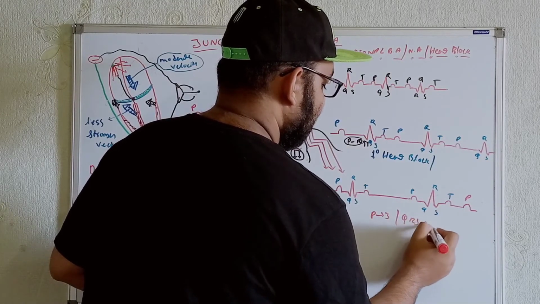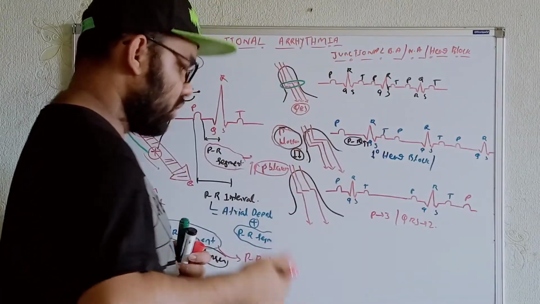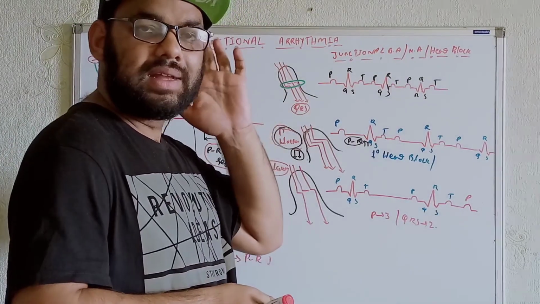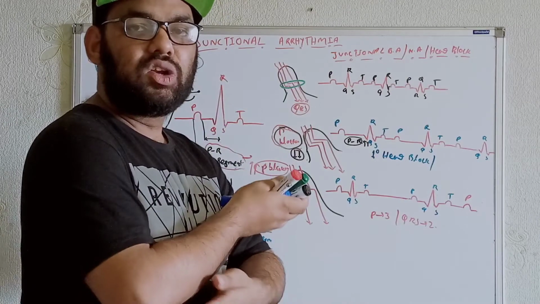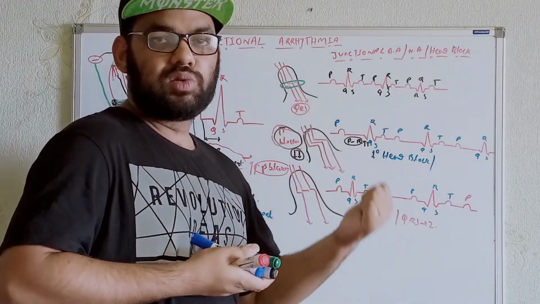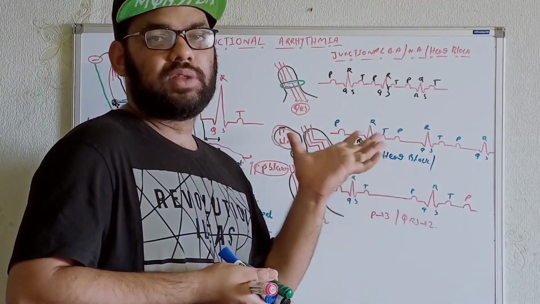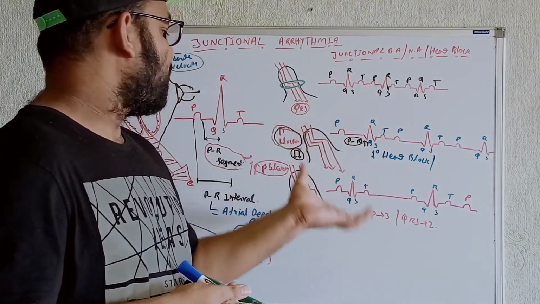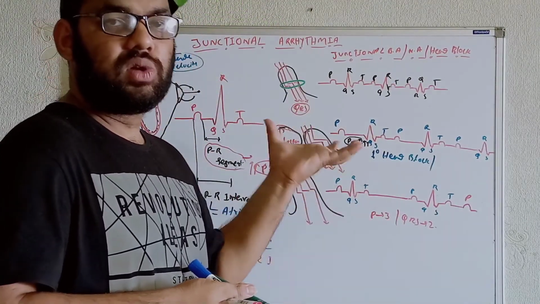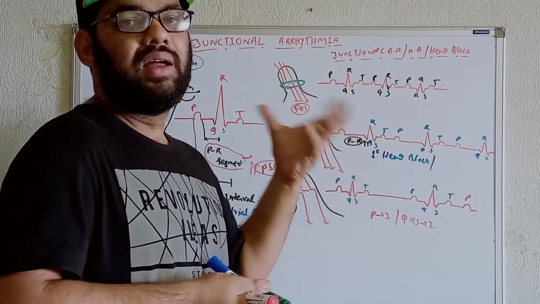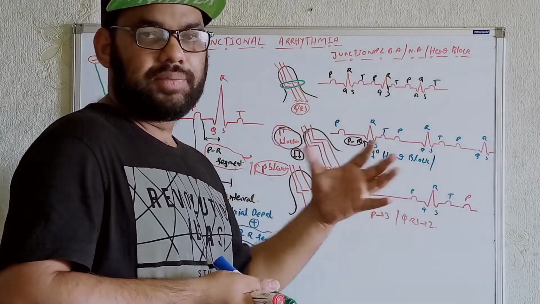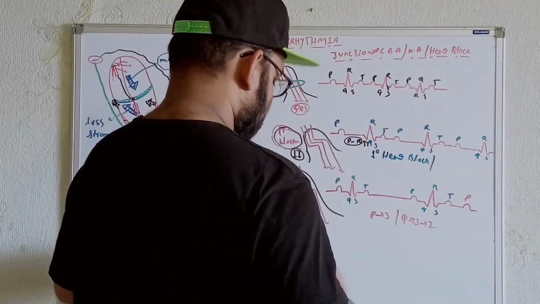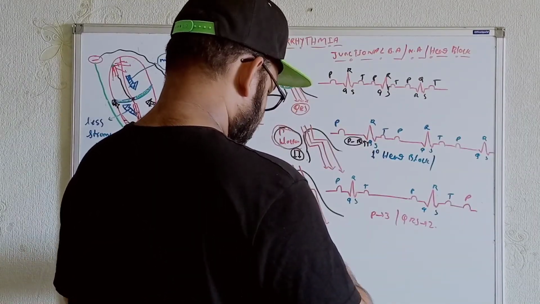That means the AV node is becoming so slow that it is not able to send the electrical impulse from the AV node to the ventricle. Whenever the electrical impulse is not sent from the AV node to the ventricle, definitely there will be no production of the QRS complex. So what's the reason for it? Definitely within the AV node, the conduction velocity is so low that it is not able to send the electrical impulse from the AV node to the ventricles. So this type of thing is known as second degree heart block.